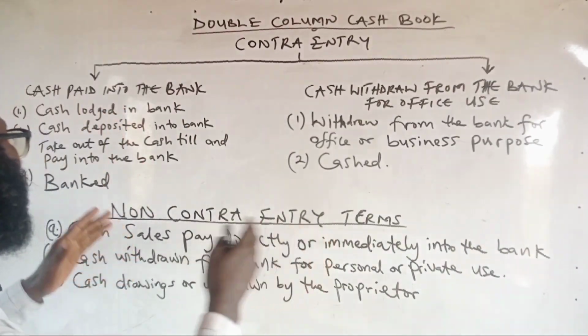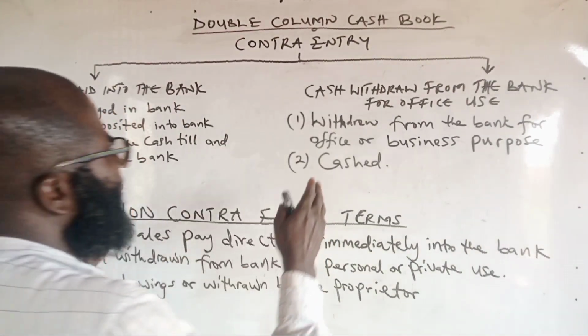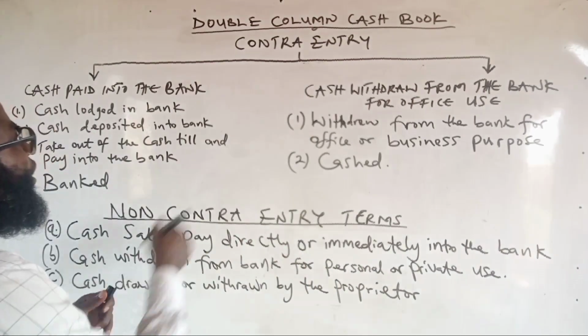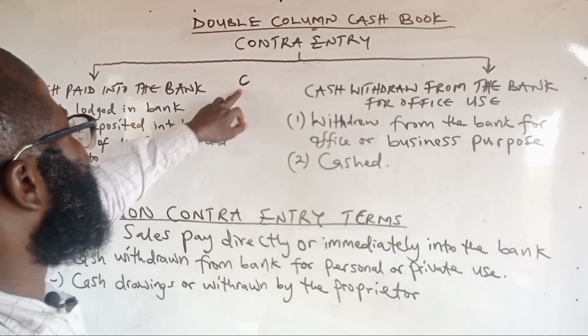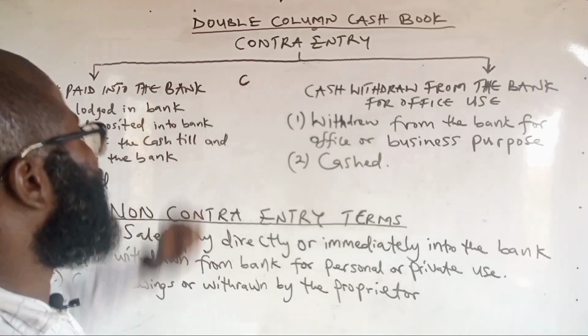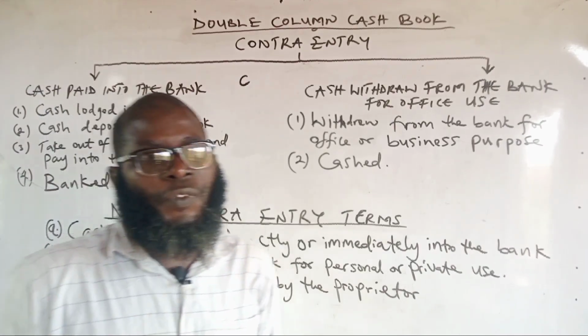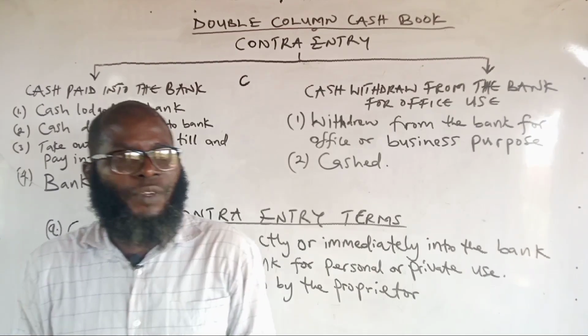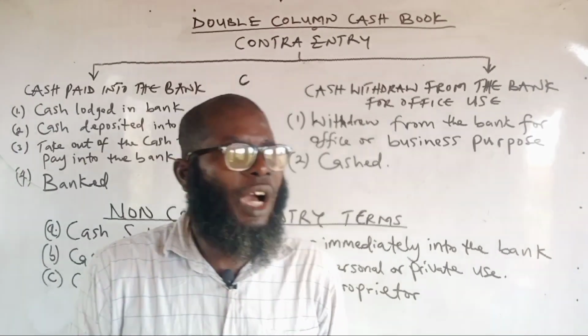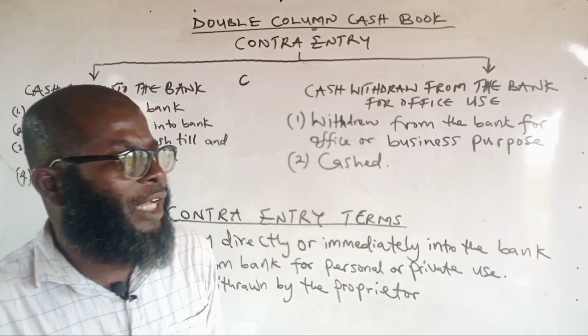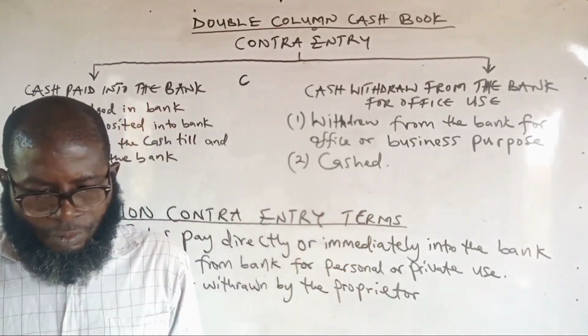Now, the next thing is to come to the ledger folio column. Then you indicate it with C on both sides. This indicates that it is a contra entry. The next thing is to move to the question solving. Then I will read out the question so that we can solve the double column cash book on the board.